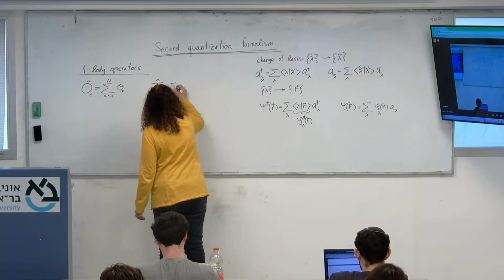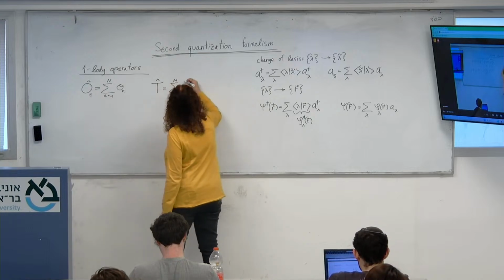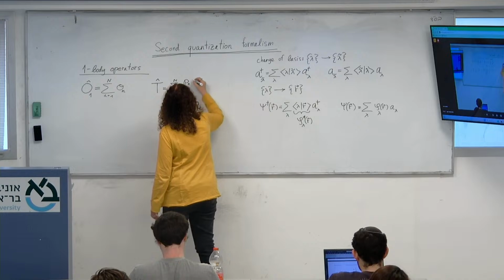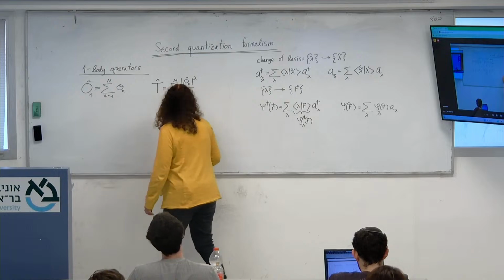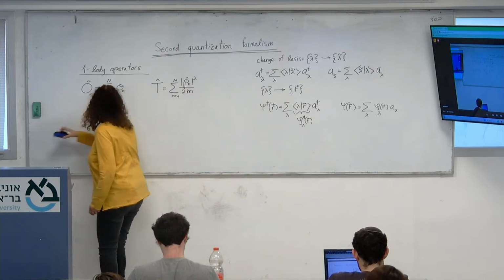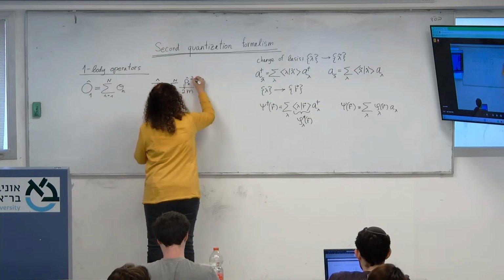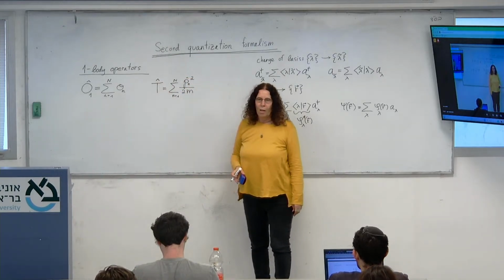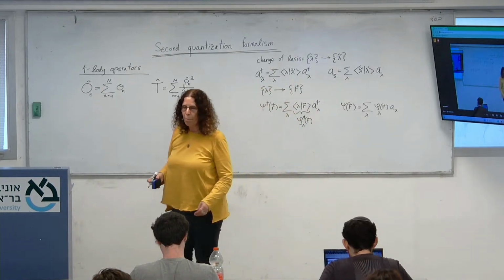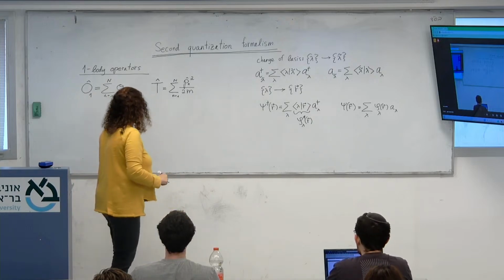is nothing but a sum over n of the kinetic energy of the individual particles. Let me just write it out: it's P_n squared over 2m, where for each particle P_n is the momentum operator, which in real space is minus i h bar d/dx, etc.